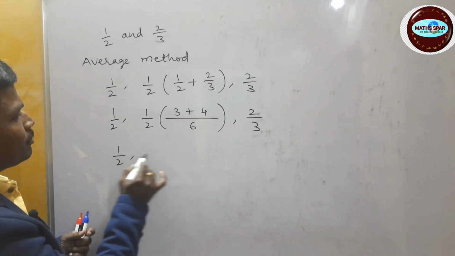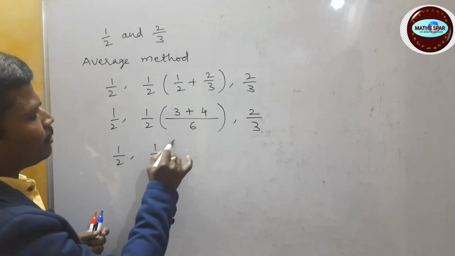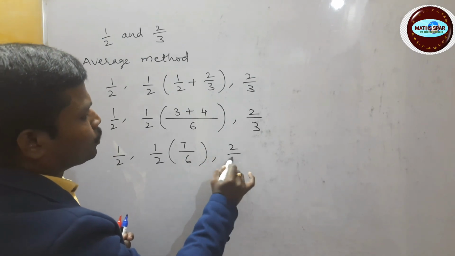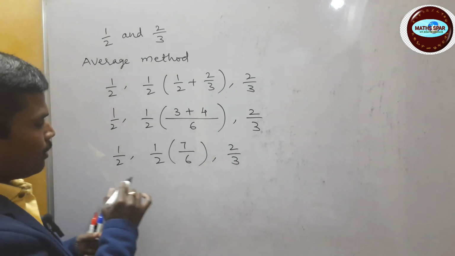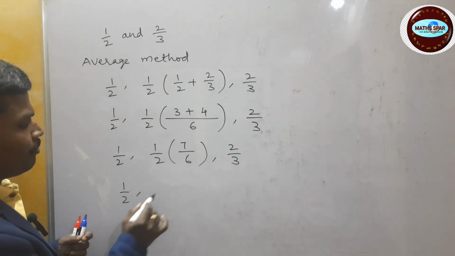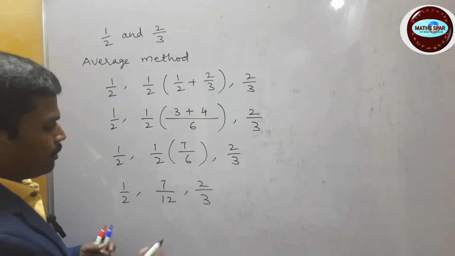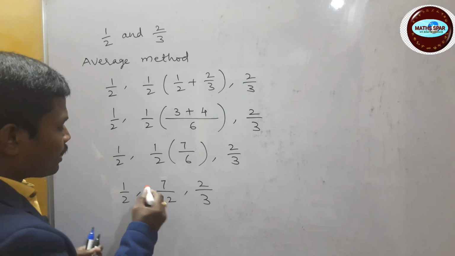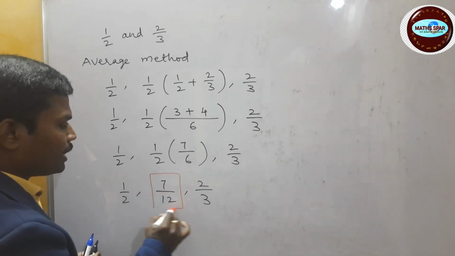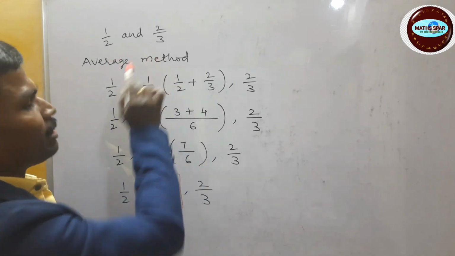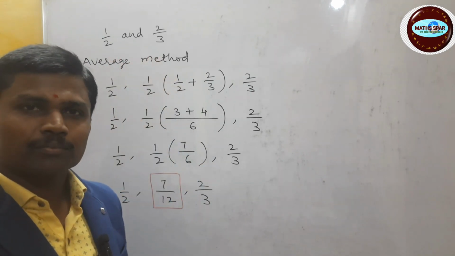Then half of 3 plus 4, that is 7 by 6, of 2 by 3. Then half of 7 by 12 and 2 by 3. So 7 by 12 is a rational number between the two given rational numbers.